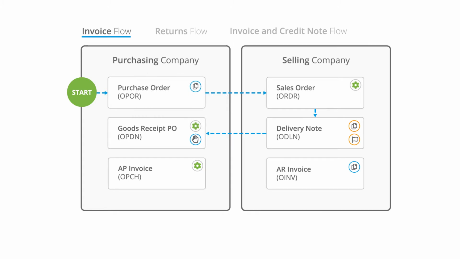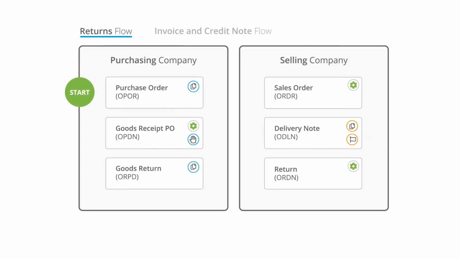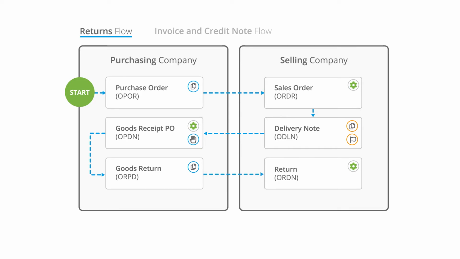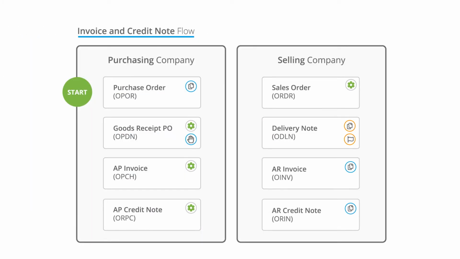Within the selling company, an AR invoice is created by a user using copy to, which results in an AP invoice being created automatically by BPA Platform for the purchasing company. The returns flow follows a similar pattern, where the creation of a goods receipt PO for the purchasing company can be either manual or automated depending on the configuration. The invoice and credit note flow utilizes UDF flag and manual options as in the previous examples, with these user-created and automated processes.